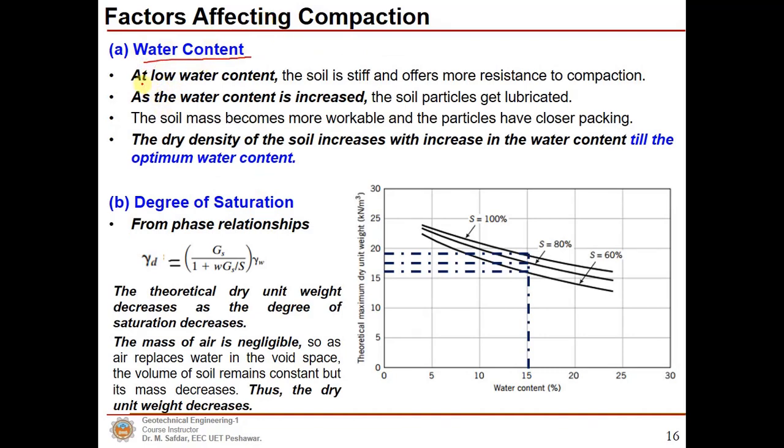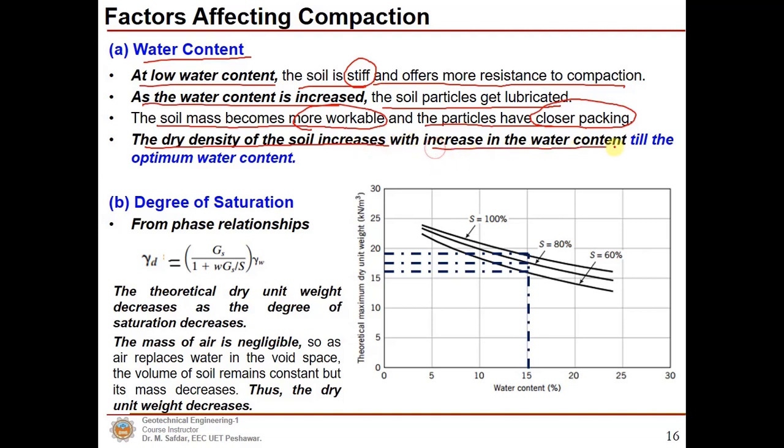As we discussed in our previous slides, at low water content, the soil is initially stiff and offers more resistance to compaction. So it's difficult to compact a dry soil. As the water content is increased, the soil particles get lubricated and it's easily compacted into a denser configuration. The soil mass becomes more workable and the particles have closer packing. Now the dry density of the soil increases with the increase in water content till the optimum water content.